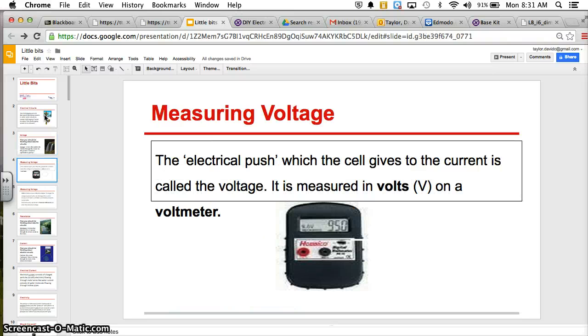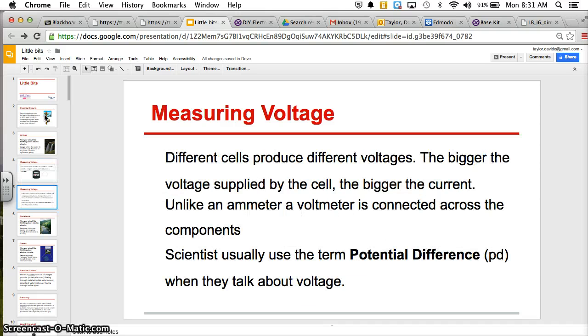We can use a voltmeter to measure voltage. Most of the time, people use a multimeter, which has multiple forms of measuring tools in one. Some more information about measuring voltage. Different cells produce different voltages. Scientists use the term potential difference when they talk about voltage.